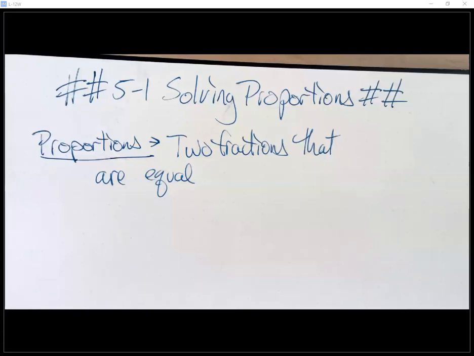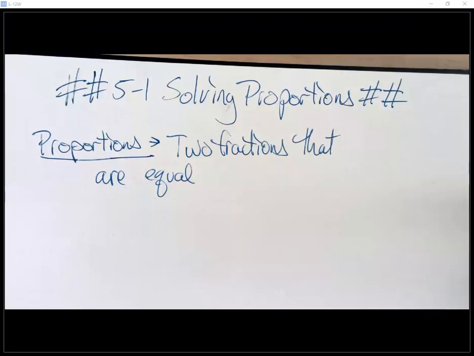Out of all the topics that we do, I think this unit 5 is probably one of the most that you're going to actually use in everyday life. So yeah, this whole unit is we're doing proportions, scale models, percents. So this is probably one of our most useful chapters in everyday life, in my opinion.